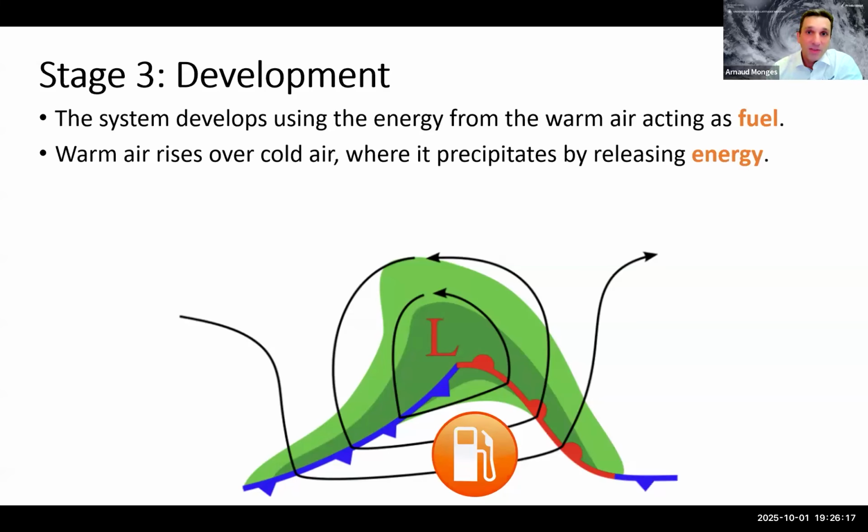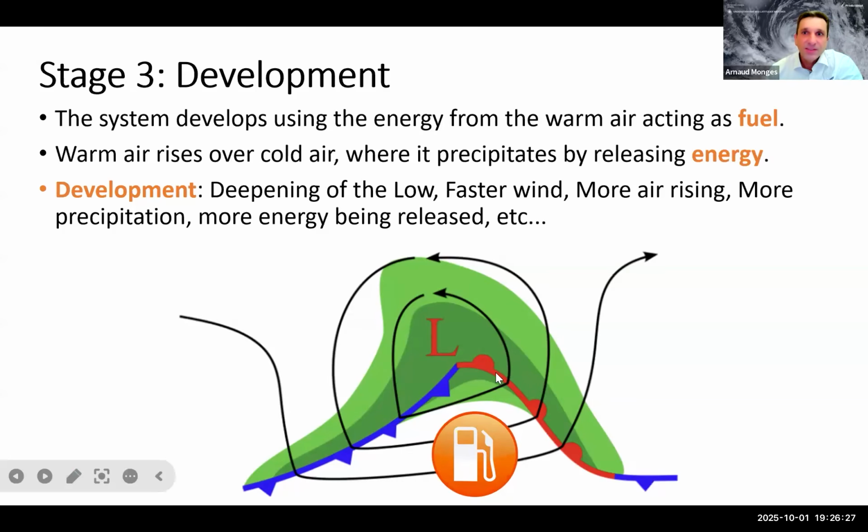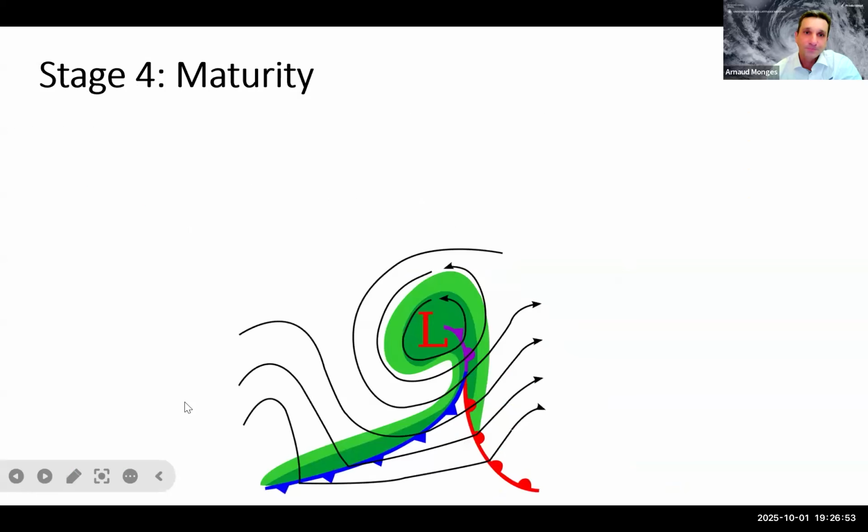And as you guys know, when there is precipitation, there is a release of energy when you go from a gas to a liquid. And this release of energy will help the system develop. It will make the low deepen. It will create faster wind at the surface. It will also create more air rising, which will lead to more precipitation. And you know what? More energy being released, which is just a loop. And this is the development phase of the storm.